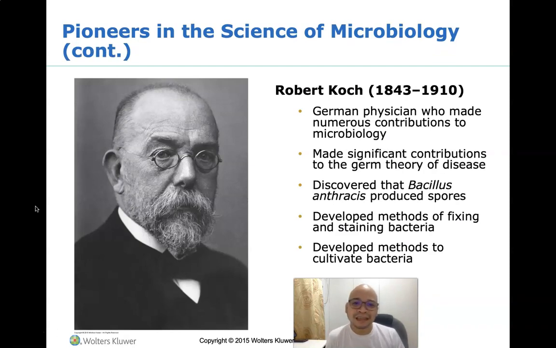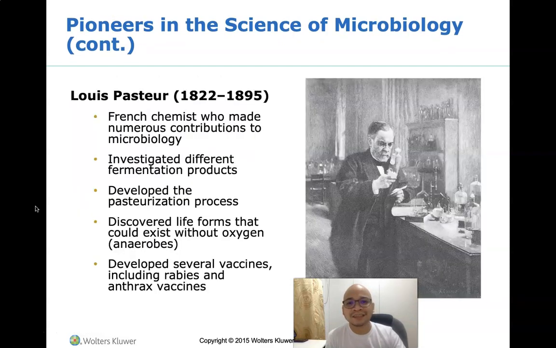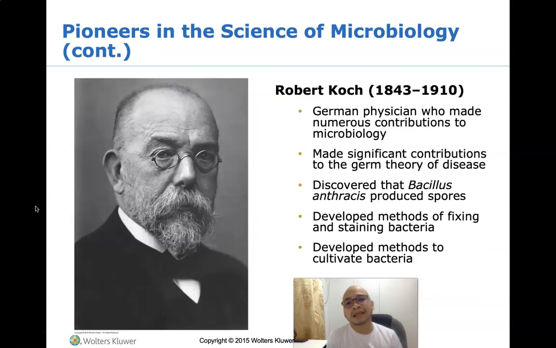And then another contemporary of Louis Pasteur, although much younger, he was born in 1843, Louis Pasteur in 1822, Robert Koch. A German physician who made numerous contributions to microbiology as well. Of course, one of the most important of which is the germ theory of disease. We call it Koch's postulate, and he discovered the Bacillus anthracis, the bacteria that can cause anthrax. He discovered that it is able to produce spores.